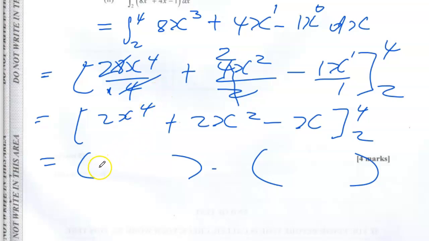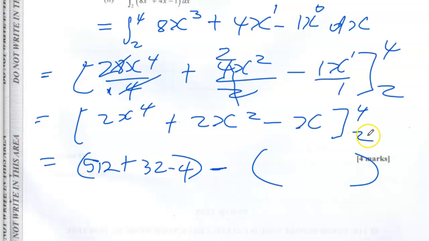Now, 4 to the power of 4 is 256. You multiply 4 by itself 4 times: 4 times 4 times 4 times 4. That's 256 times 2, that's 512. Plus 4 squared, that's 16, times 2, that's 32, minus 4.